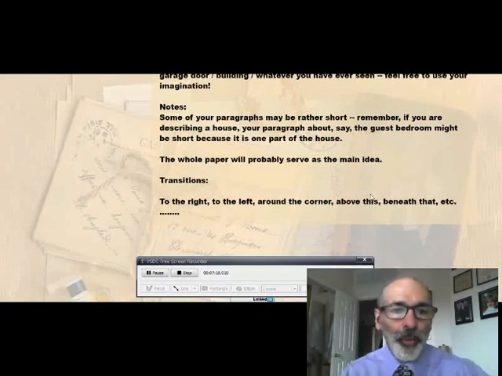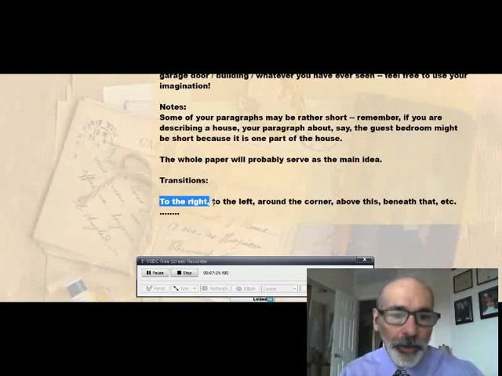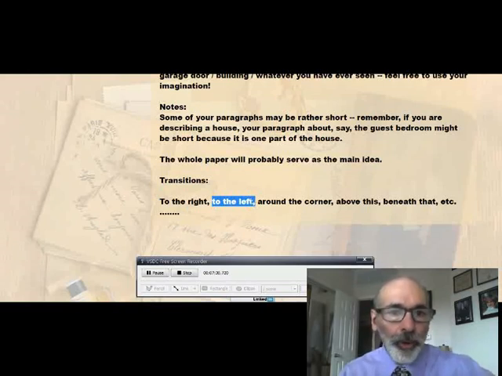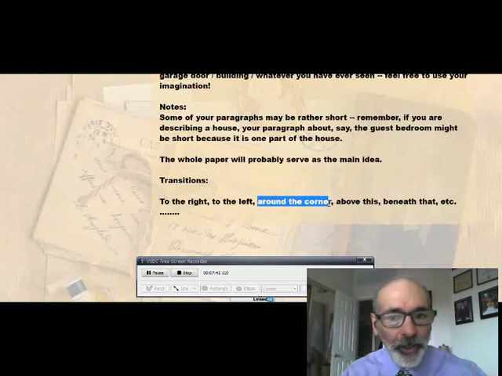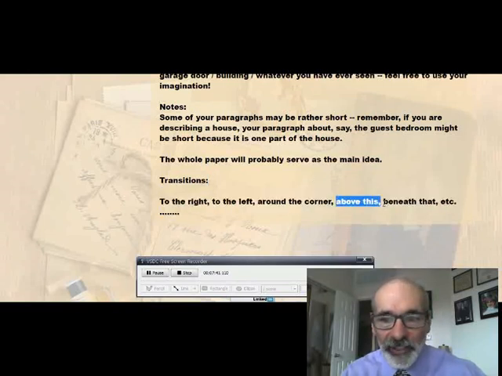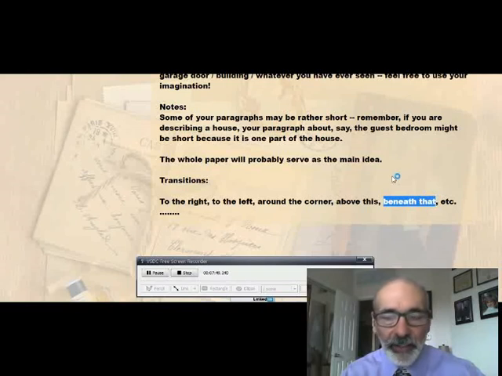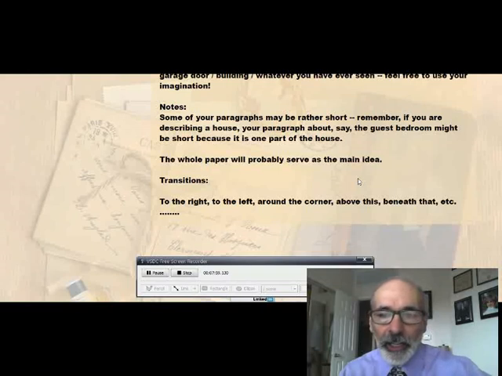Now, depending on how you work your transitions, if you are describing just your living room, you may say to the right or to the left. It's like this. When you're describing your living room, you're going to start at some particular point. You're going to start with a frame of reference. In other words, it may start with to the right, to the left, or around the corner, above this, beneath that. And these are all going to serve as transitions to move from one part of your living room to another.